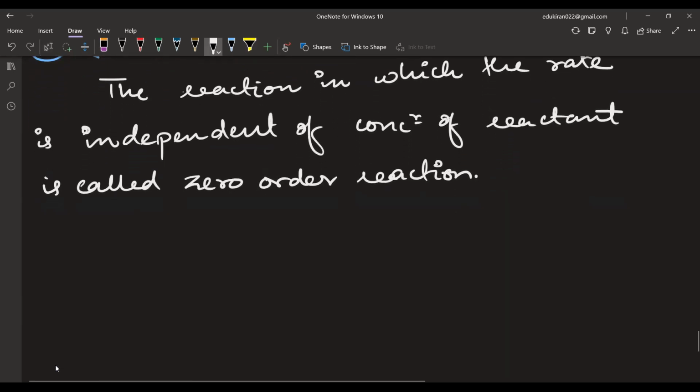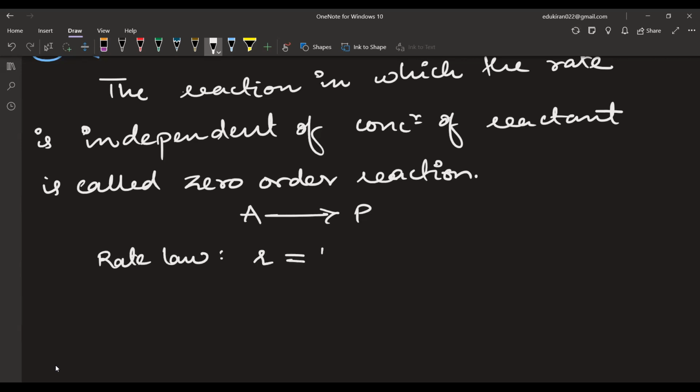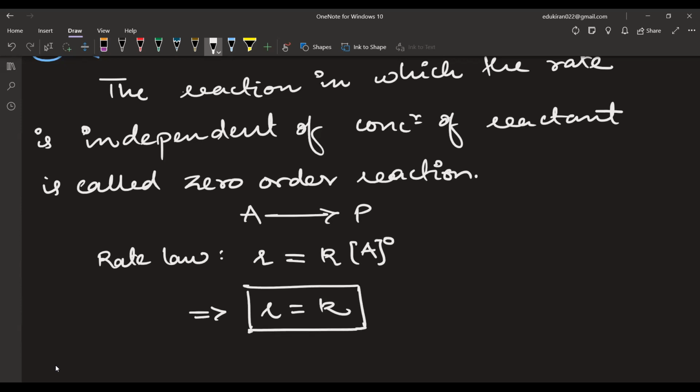So for zero order reaction, if I have, let us say, for example, A giving me product P, then the rate law will be R is equal to K into the concentration of A to the power 0, zero order. And this will become what? It will become R is equal to only the rate constant K. You have to remember this one, this is for zero order reaction.